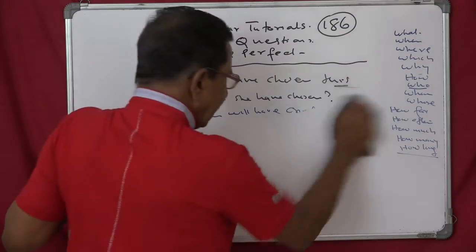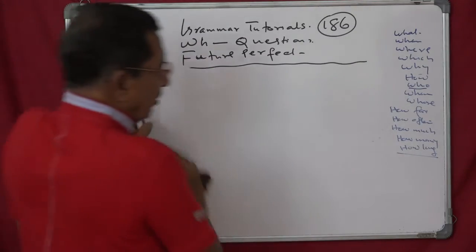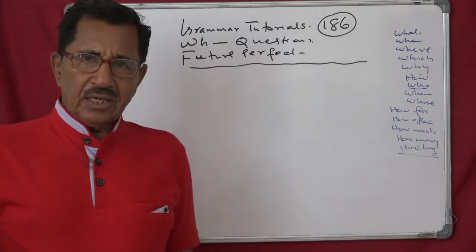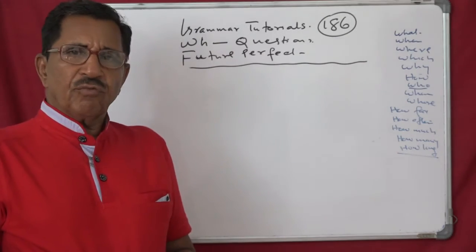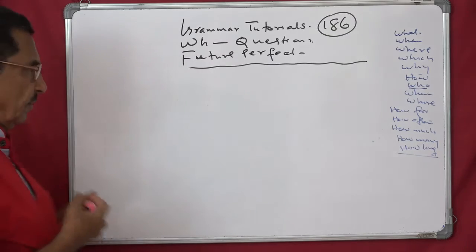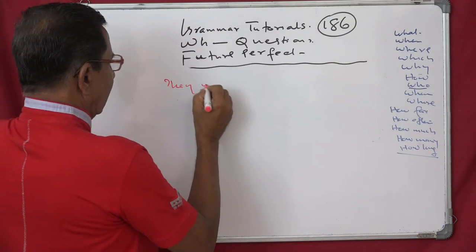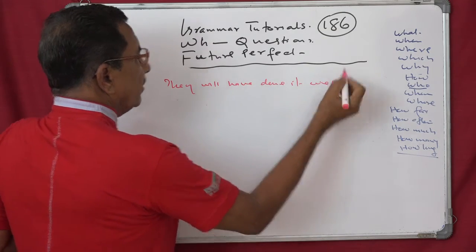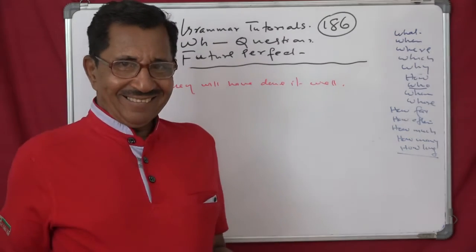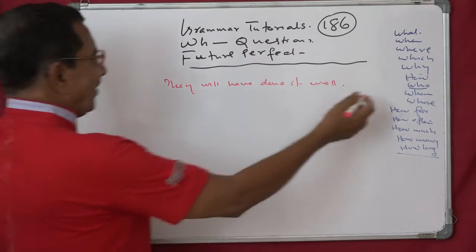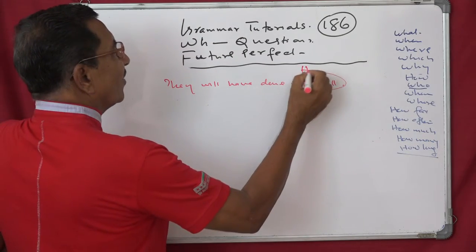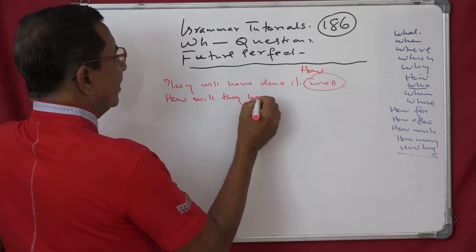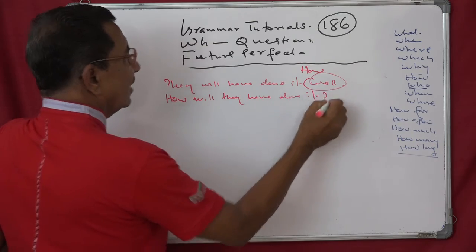Yes, very good. Let us proceed. The next one is how, isn't it? They will have done it well. Suppose you get a question like this, they will have done it well. Then what will be the question? Now I am taking the color because for some variety. I think you will like this. So then how? Instead of well, you need how. Okay. How will they have done it? That's all.